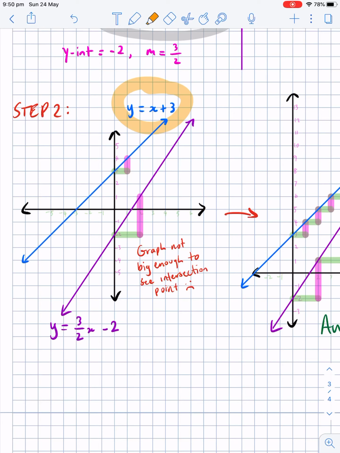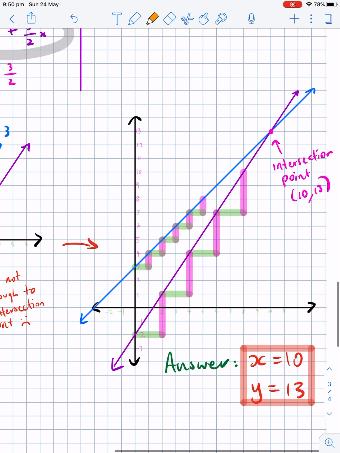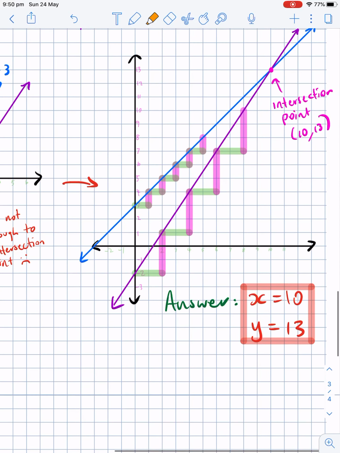So I'm going to zoom in on this first quadrant. I made this first quadrant a lot bigger, as you can see over here, and eventually they did intersect. The way I continued to graph this line was to just keep the rise and run going to make sure I did a really good graph. So it was always going 2, 3, 2, 3, 2, 3 because that was the gradient, and the gradient for the other was just 1, 1, 1, 1. Eventually we get to this point of intersection here, which is the point 10, 13. Therefore, the answer to my simultaneous equations is x equals 10 and y equals 13.